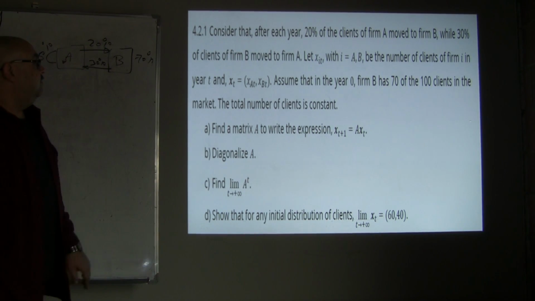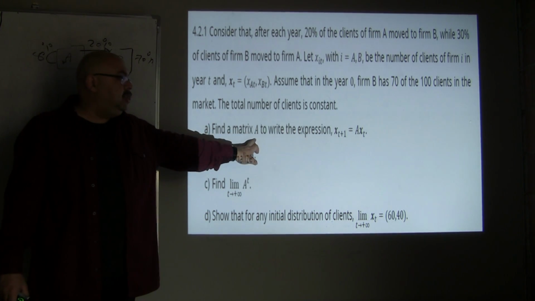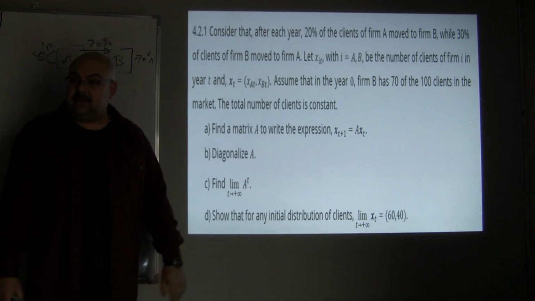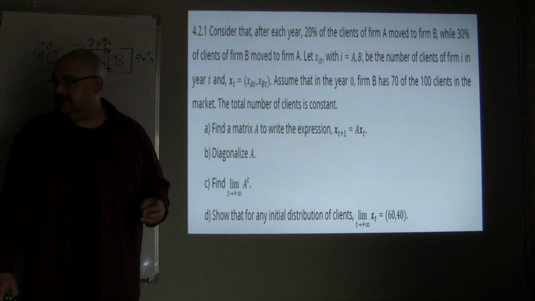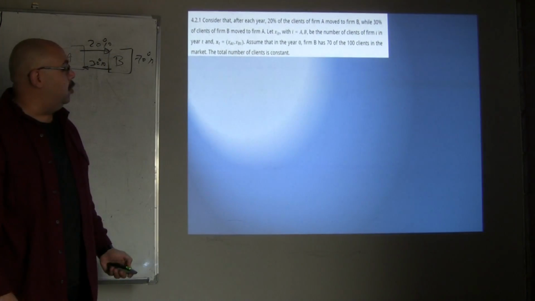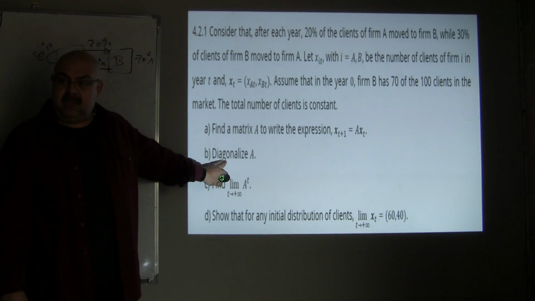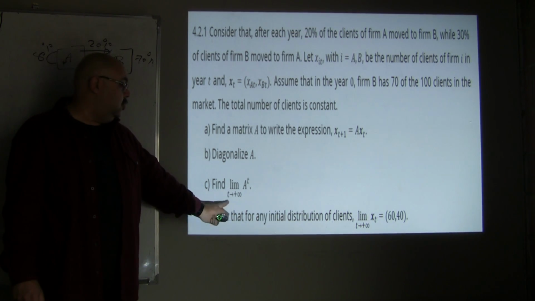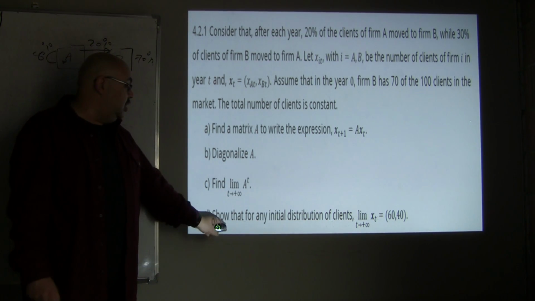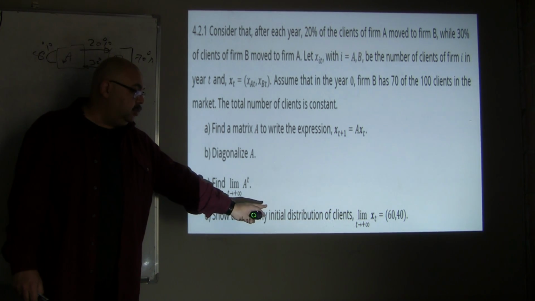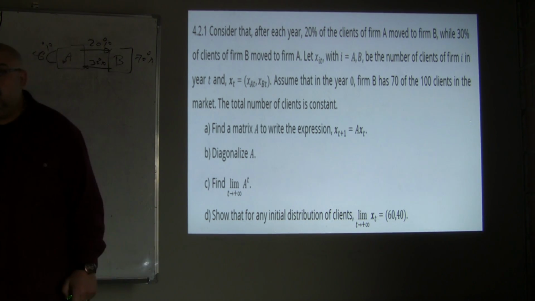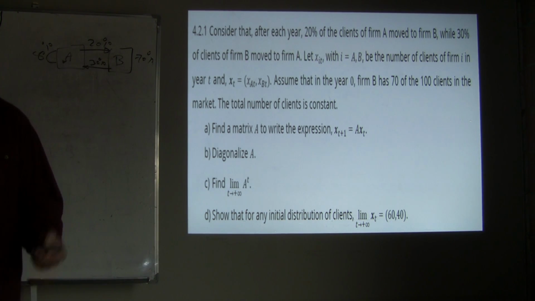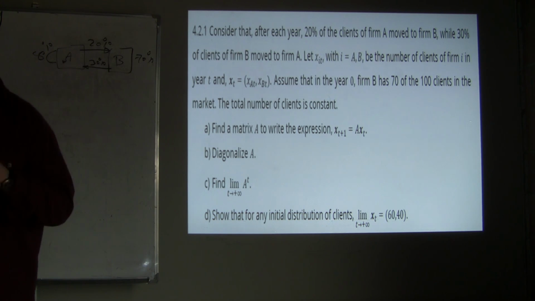Find the matrix A, to write the expression x(t+1) equal to A x(t), exactly like what we did in the movement between cities and suburbs. Then he asks you to generalize A to find the case when t is equal to infinity. He wants you to show that for any initial distribution of clients, x(t) will end up, if t tends to infinity, at 60 to 40 as values. Which means we will do exactly what we did in the movements between the companies and stocks.